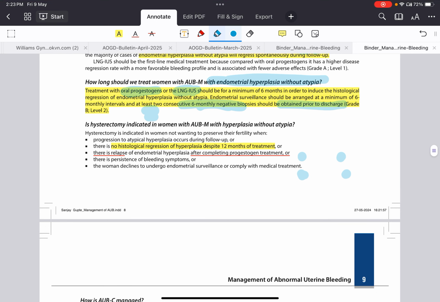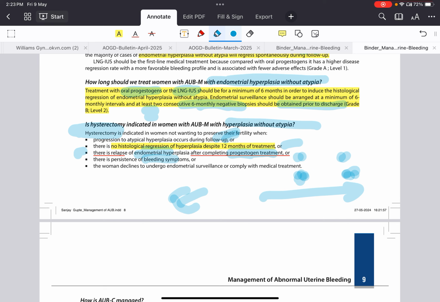That's about M. Another thing is if there is endometrial hyperplasia without atypia, then follow-up is required. Who requires a hysterectomy? If there is no follow-up, then you'll do hysterectomy. If after 12 months the endometrial biopsy is still showing no histological regression, then you'll go for a hysterectomy. After giving progesterone therapy, if the hyperplasia is reversed and the two biopsies are negative, but after completion of therapy you do an endometrial biopsy again and have a relapse of endometrial hyperplasia, then you go for hysterectomy, and also if there are persistent bleeding symptoms.